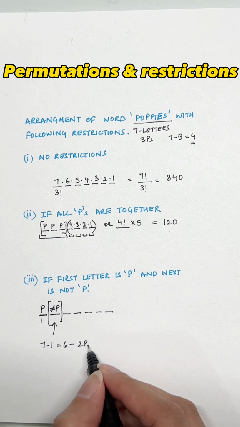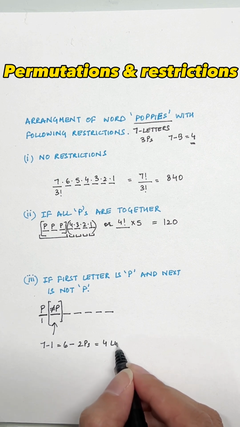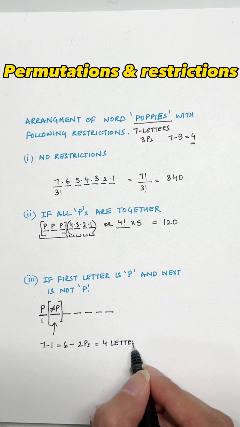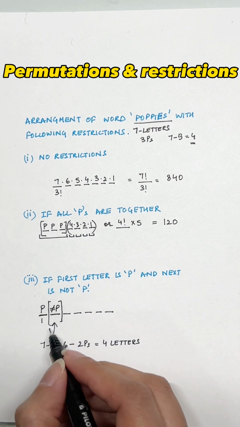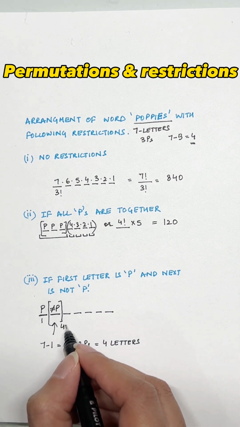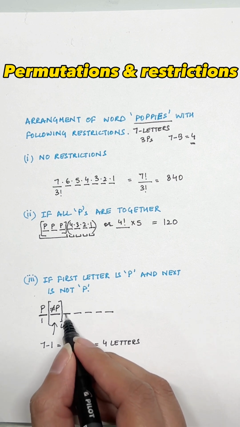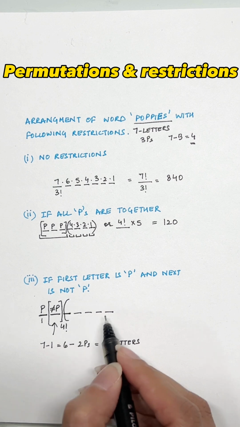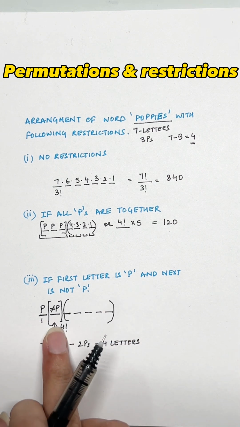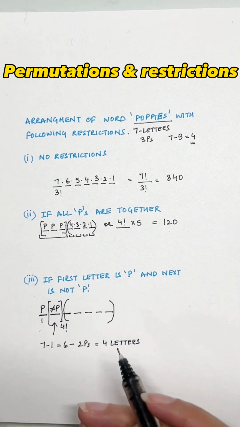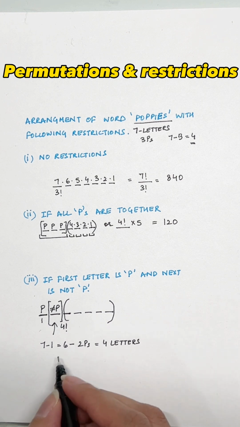Now you are left with 5 more spots. In these 5 spots, you have 5 letters left, out of which 2 are P's, because 1 P, remember, is already taken on the first spot. So the answer for the rest of this part is going to be 5 factorial divided by 2 factorial, because 2 P's are still repeated.